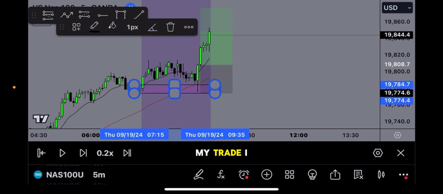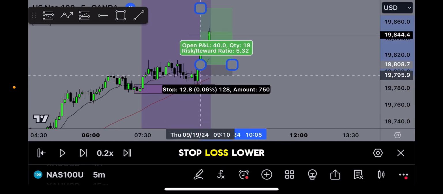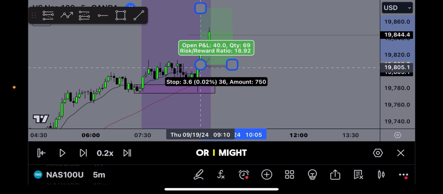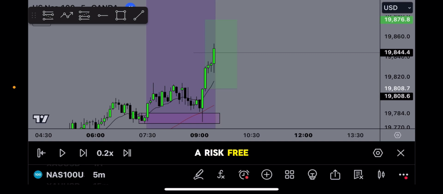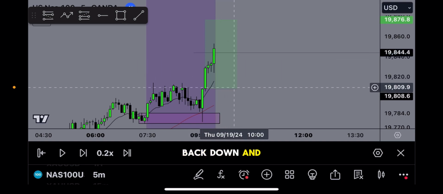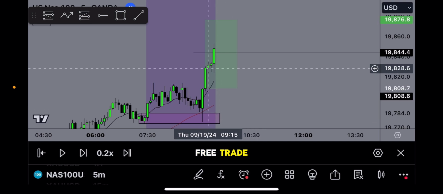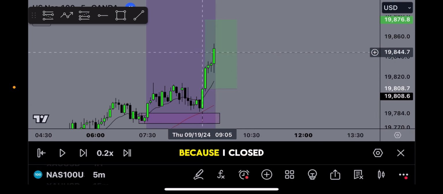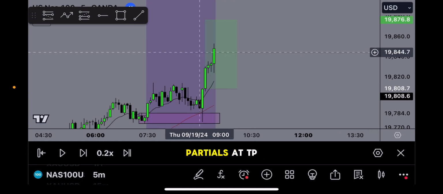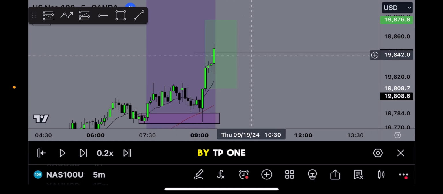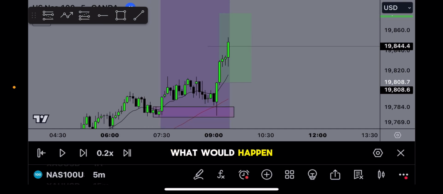Now the rest of my trade, I might move my stop loss lower, so now I'm risking less, or I might move my stop loss to break even. So now it's a risk-free trade, right? If price comes back down and hits my stop loss, I didn't lose any money, because now it's a break-even trade. Now it's a risk-free trade, and I'm already in profit because I closed out majority or partials at TP1-to-1 or at TP1. Now let's see what would have happened.